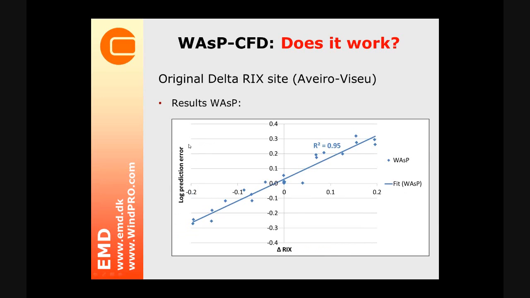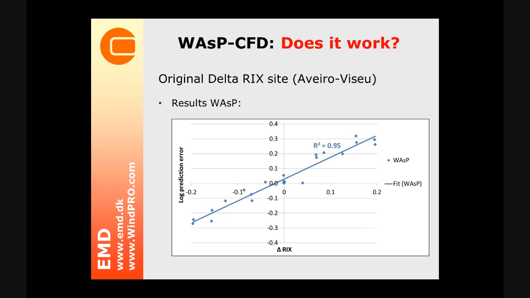So we have the logarithm of the cross prediction error on the y-axis, and we have the difference in ruggedness index on the x-axis. So this is a classical delta RIX plot, and each blue dot here represents a cross prediction between two masts. What we see is that there's a strong correlation between the cross prediction error and the difference in terrain complexity.